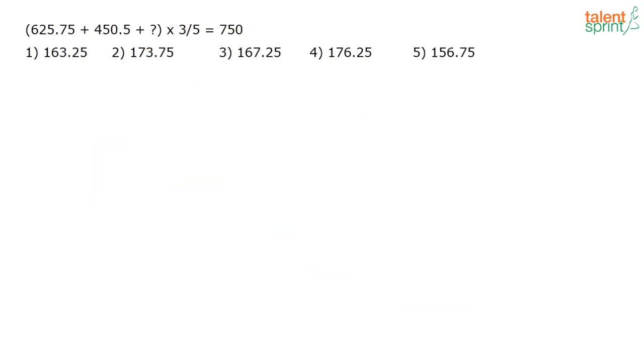This question has decimals. So let's see how to do it when you have questions on decimals. As I said, whenever questions on decimals have options as well, here options also have decimals, correct? So in those questions we cannot go with approximation. It will be better if we actually solve the question. So here, there are some calculations to be done, right? 625.75 plus 450.5 plus question mark into 3/5 is equal to 750. Now let us try to do these calculations in our mind without using a pen or a paper.